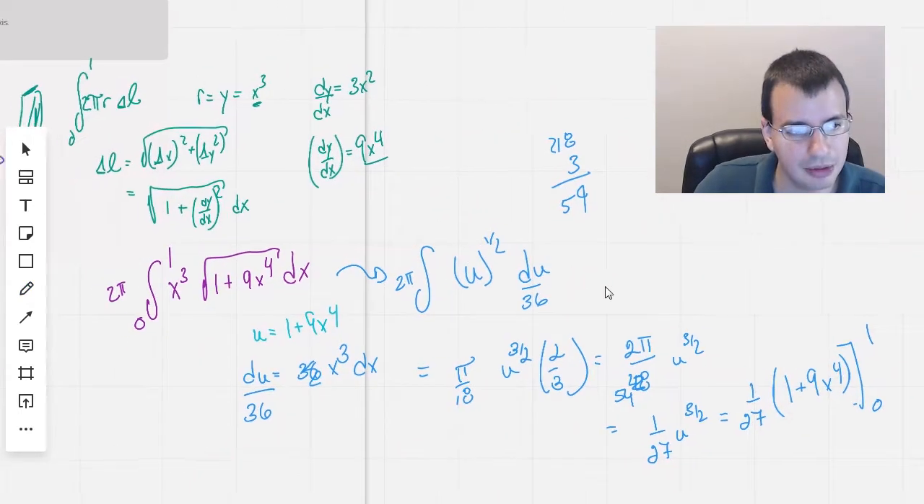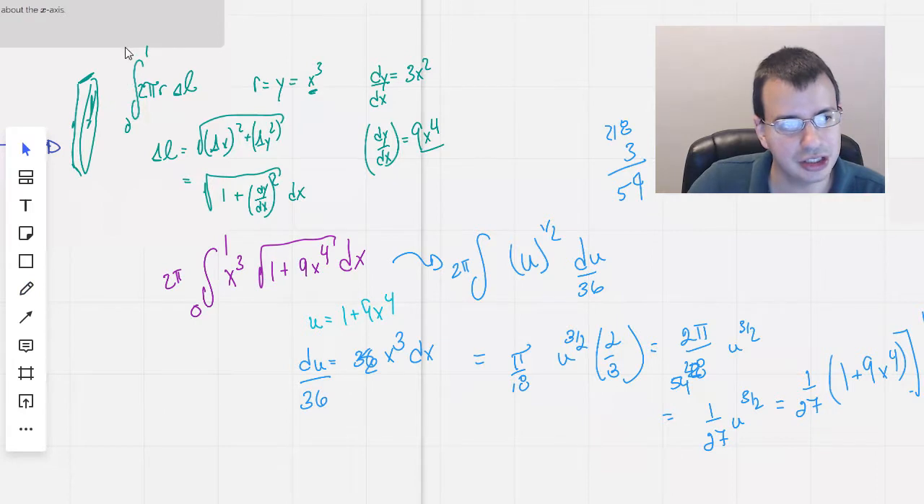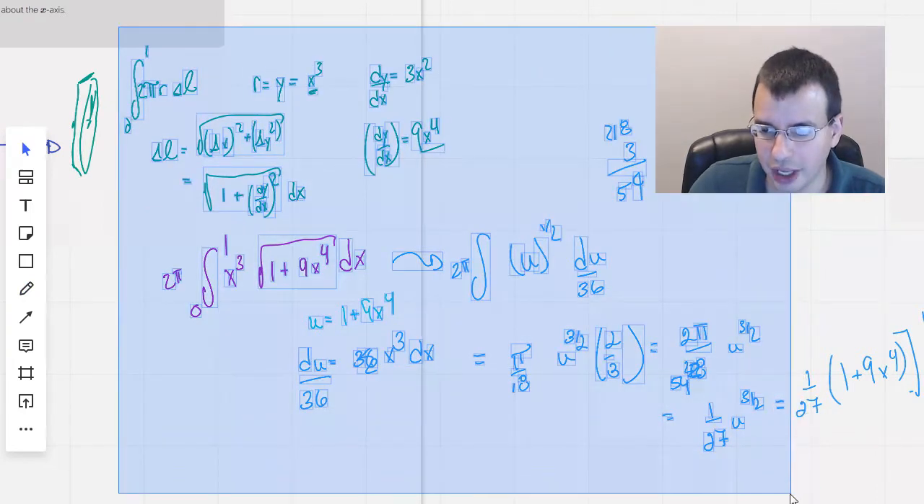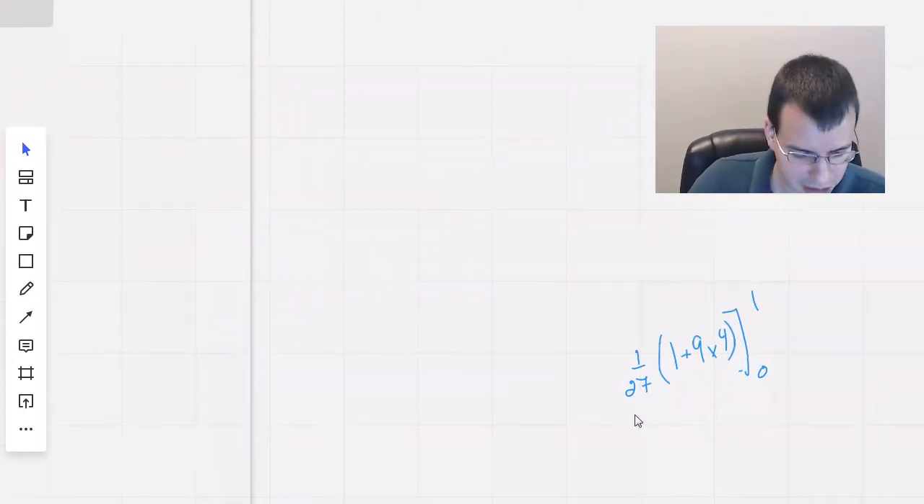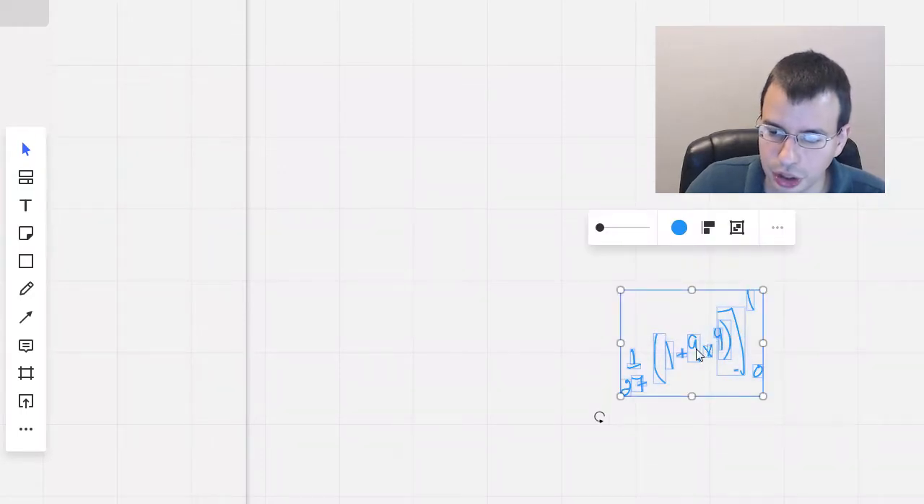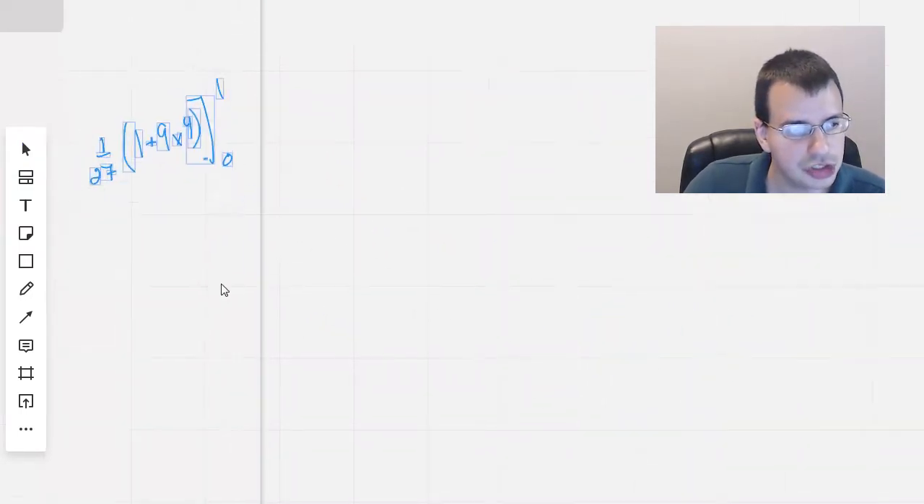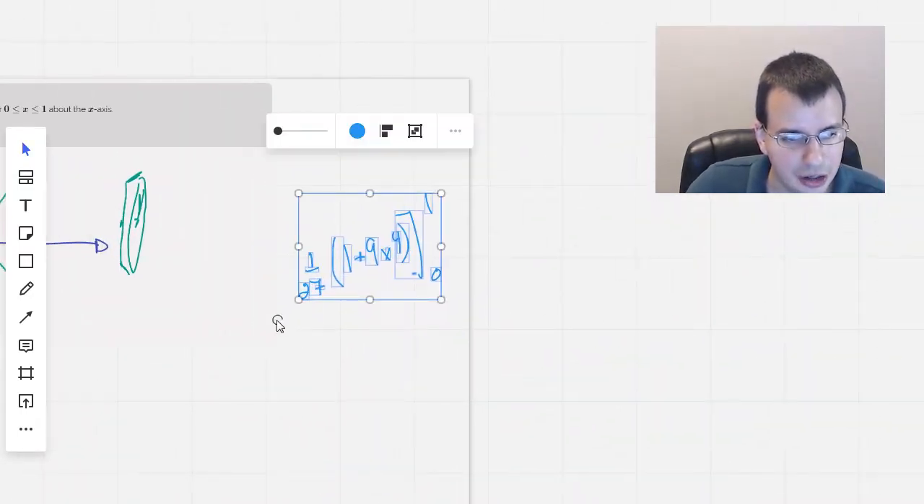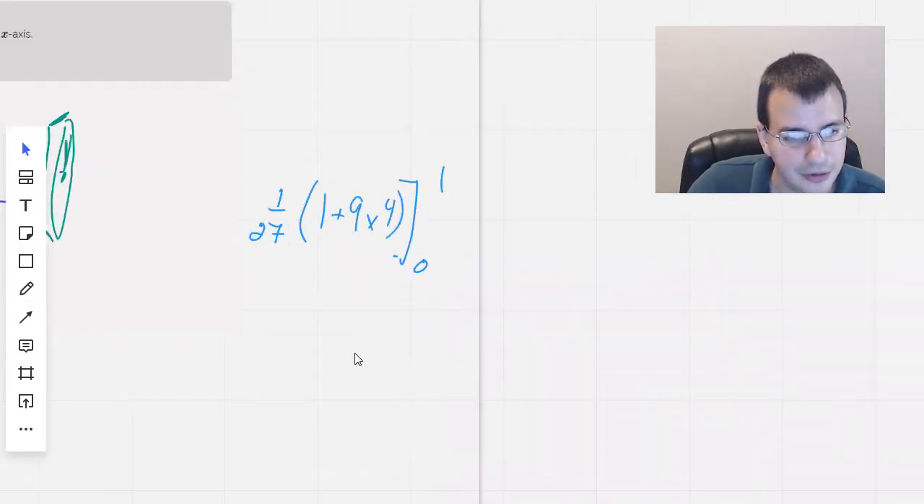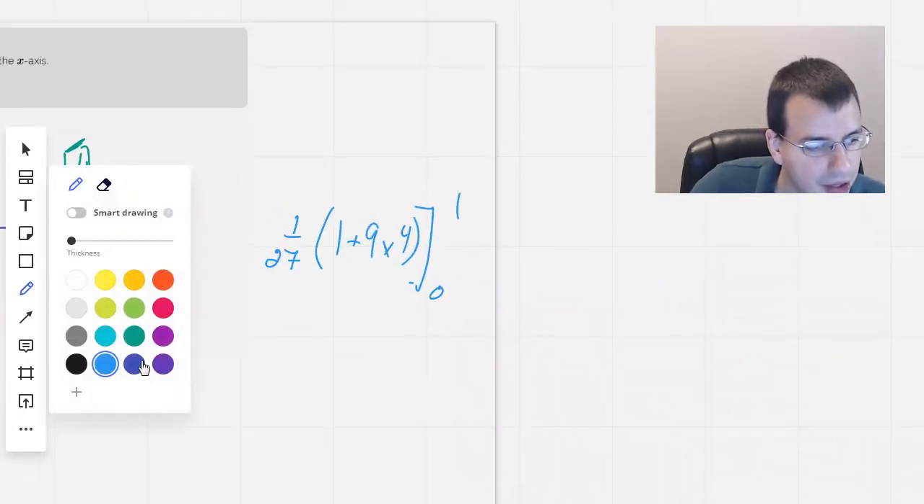I'm going to clean up the board a little bit just because it's kind of not gone off the rails, but it's got a much more adventurous journey than I initially intended. Whoop, straighten this guy out. So now, plug in the numbers.